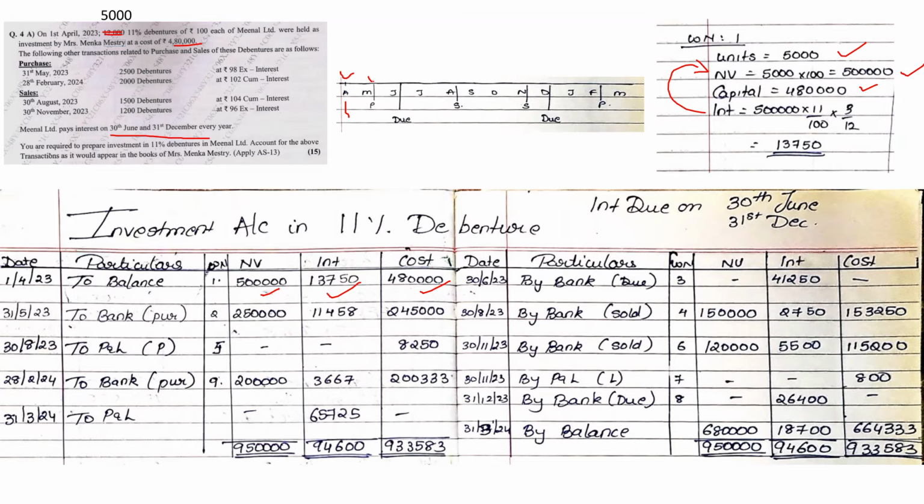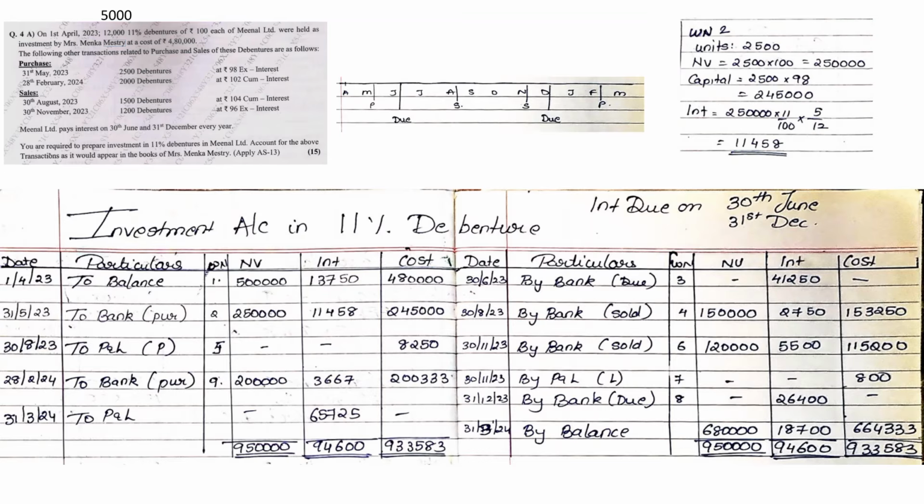Now we come to 31st May, where we are purchasing. So working note number 2. So purchase in May, I'm writing here 31st May to bank, purchase. Working note number 2, units. How many units have we purchased? 2,500 at 98 ex-interest. So 2,500 units into 100 nominal value, into 98 ex-interest. So do nothing, we got the capital value. Interest is always taken on nominal value.